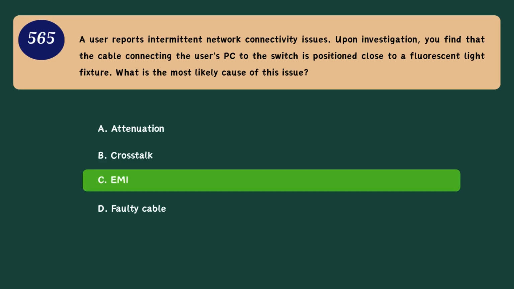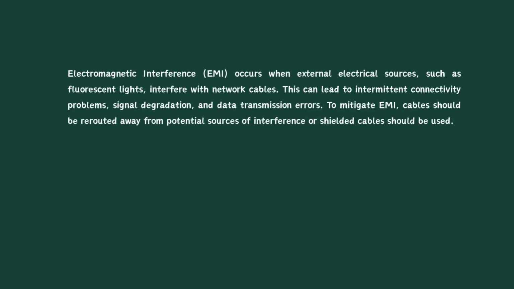Correct answer. C. EMI. Electromagnetic interference occurs when external electrical sources, such as fluorescent lights, interfere with network cables. This can lead to intermittent connectivity problems, signal degradation, and data transmission errors. To mitigate EMI, cables should be rerouted away from potential sources of interference, or shielded cables should be used.